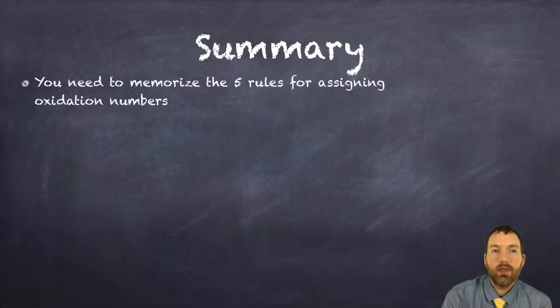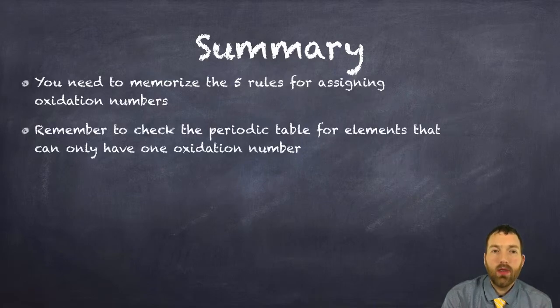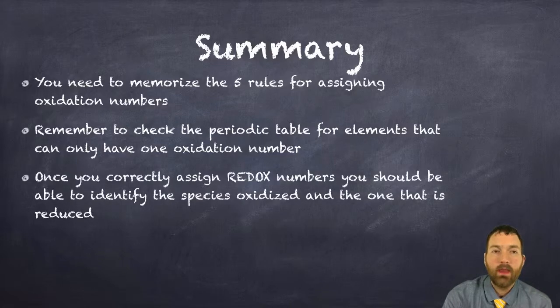So in summary here, you need to memorize there's actually 6 rules for assigning oxidation numbers. Remember to check the periodic table for elements that can only have one oxidation number. That's usually going to make your life easier when you're trying to figure out the oxidation numbers for the entire compound. And once you correctly assign oxidation numbers, you should be able to identify the species that's oxidized and the one that's reduced by remembering your little phrase, Leo says Ger.